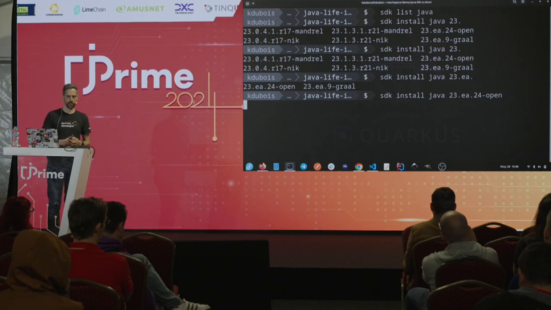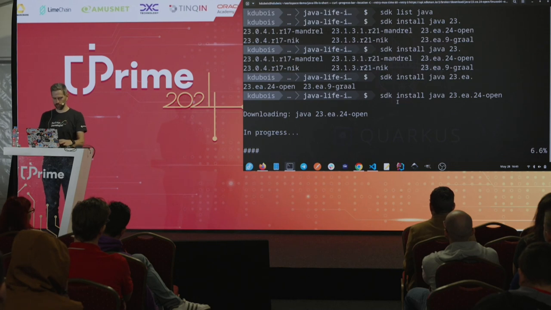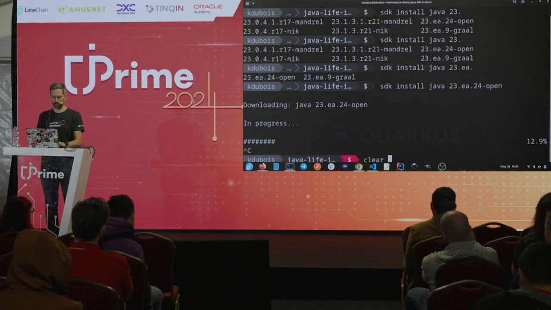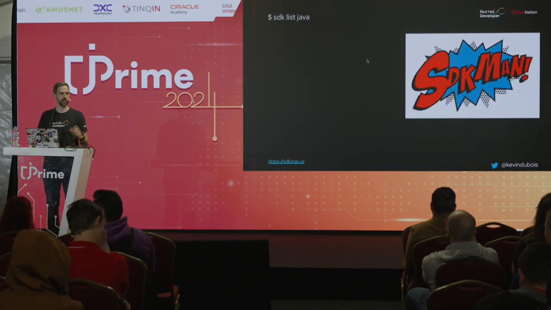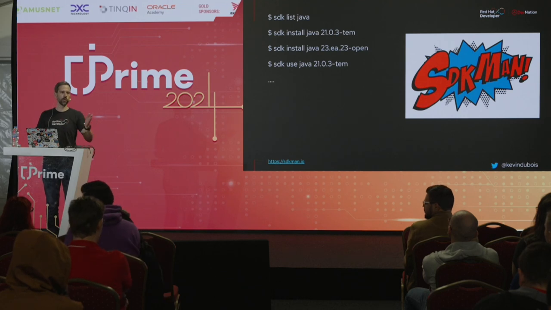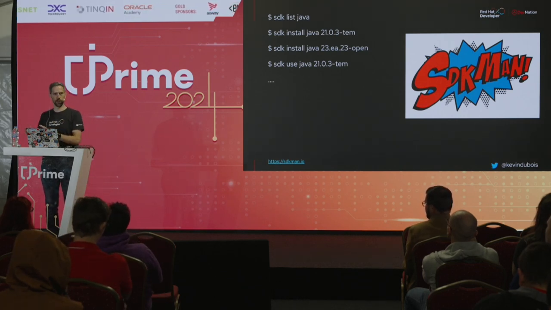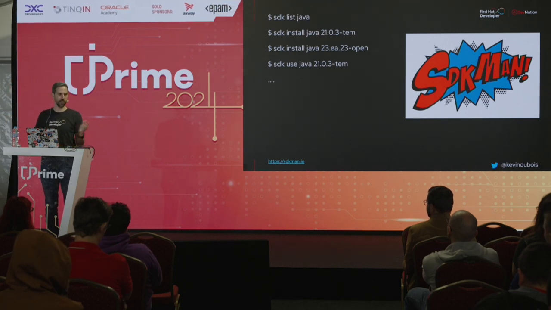And you know, this is going to take a little while, so I'll probably just kill it. It definitely takes a little bit too long. But it would install Java 21 on my machine, and then I could see which Java versions are available, and I can switch very easily between different Java versions. I can just do SDK use for the Java version that I want in that moment, and I'm up and running with that version. Switch to a different project, SDK use, and then I can use a different Java version.